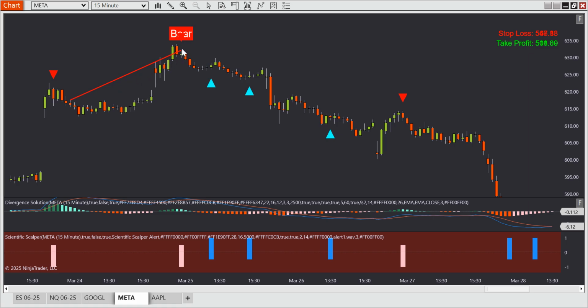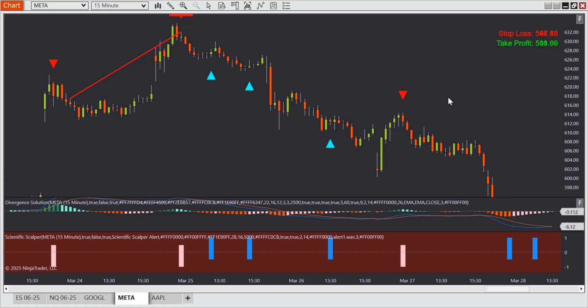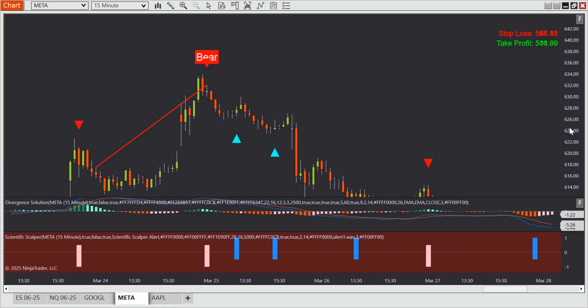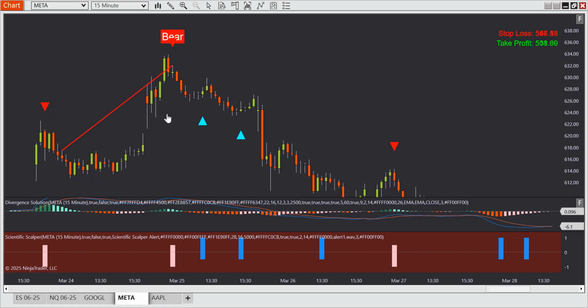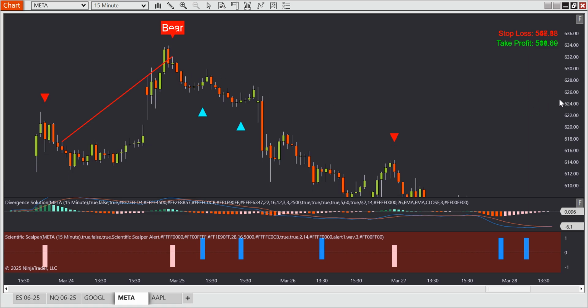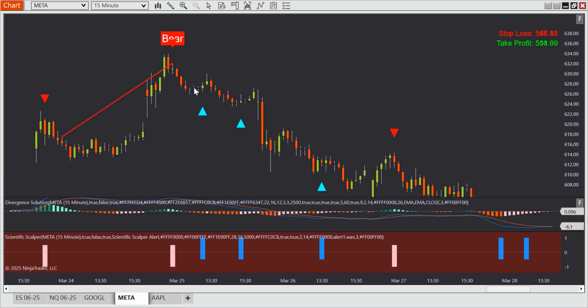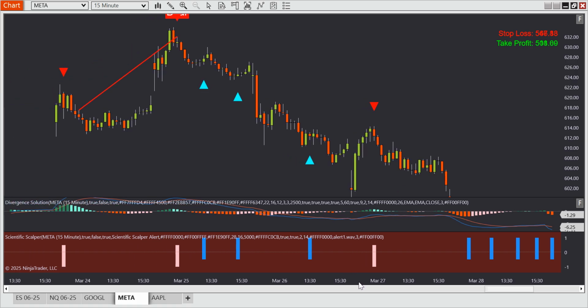So here with the red background, it is telling us we have a bearish trend. And right as we get this bearish divergence, we see here it's actually blocking where it says bear. We get the sell signal from the Scientific Scalper right at the peak of this divergence. And so, great confirmation that we're trading with the trend for a downward move.